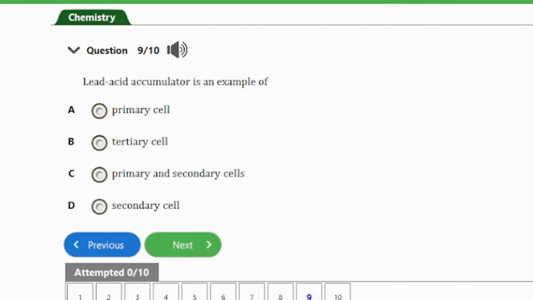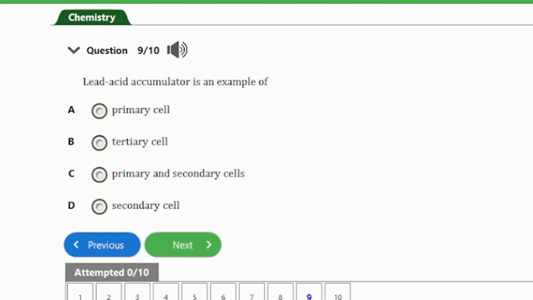So let's consider the next question. Question number 9. It says lead acid accumulator is an example of A, primary cell, B, tertiary cell, C, primary and secondary cell, D, secondary cell. So guys, the answer to this question is option D here, and that's secondary cell.